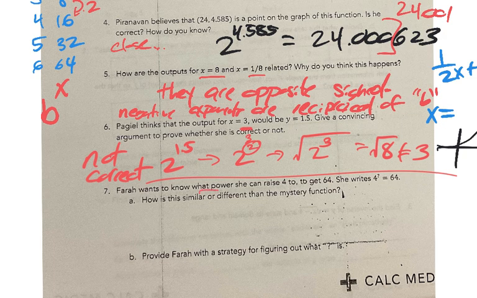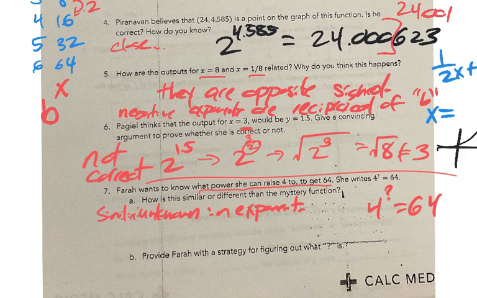Okay, Farrah wants to know what power she can raise 4 to get 64. So she writes 4 raised to what equals 64? How is this similar or different to our mystery function? Well, this is similar because I have an unknown in the exponent. How is this different than our mystery function? The base is 4, not 2.